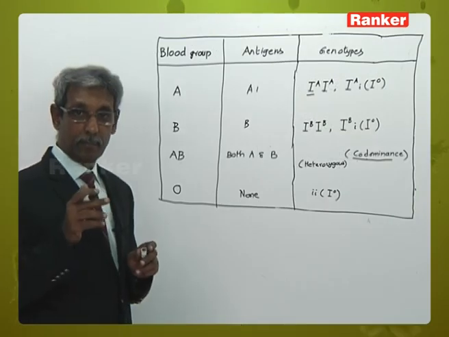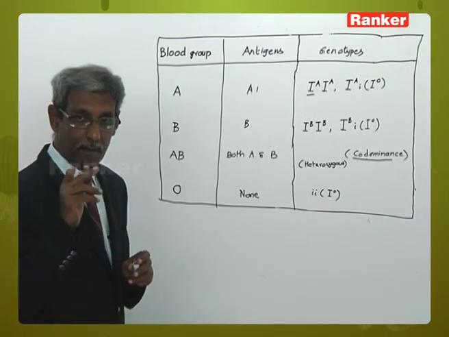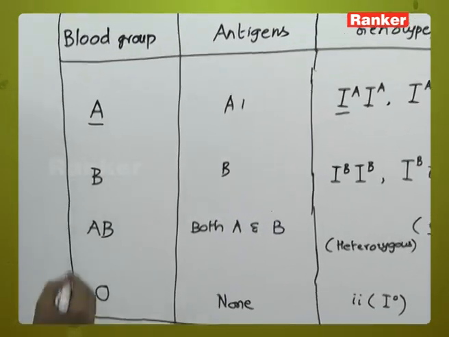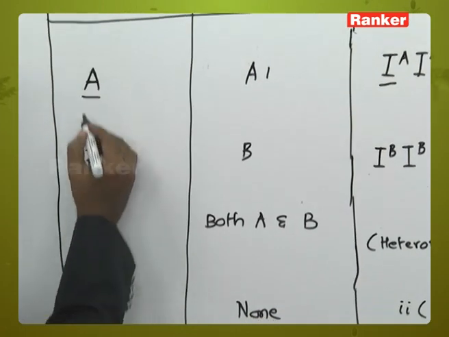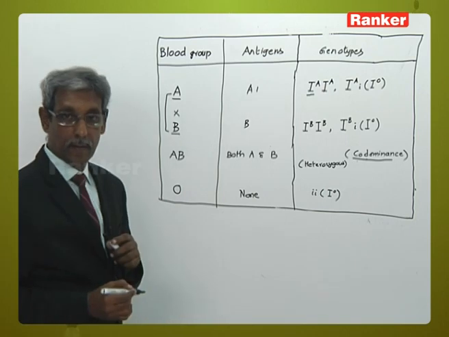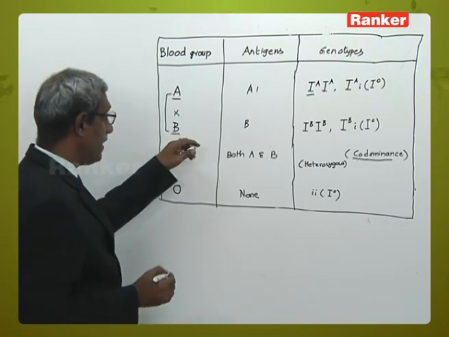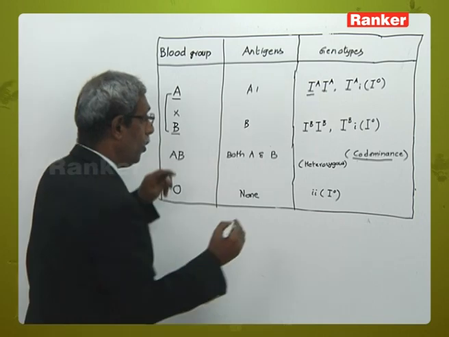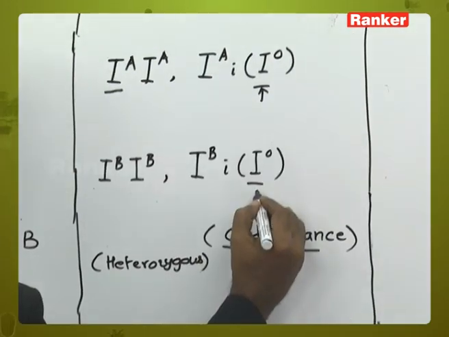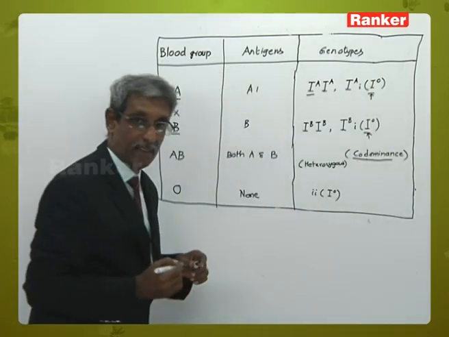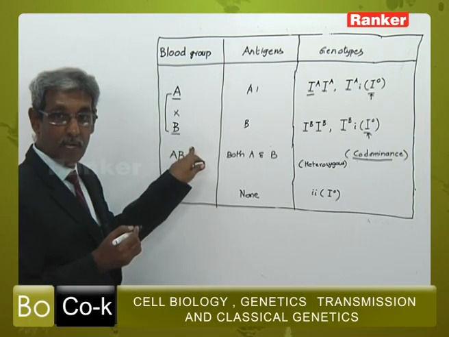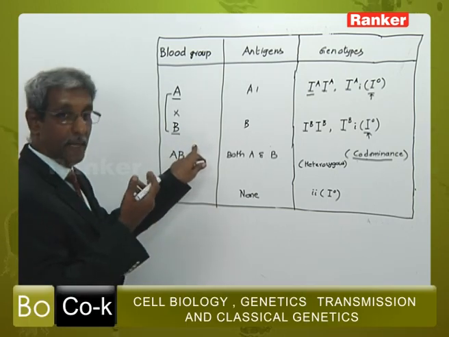When you look at this problem, you understand a man with a blood group A marries a woman with a blood group B. Their child has the blood group O. Thereby, the question asked is, what could be the genotype of the parents?